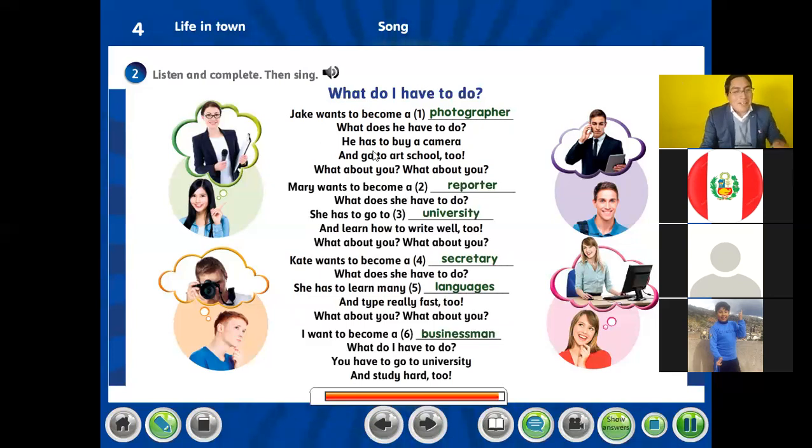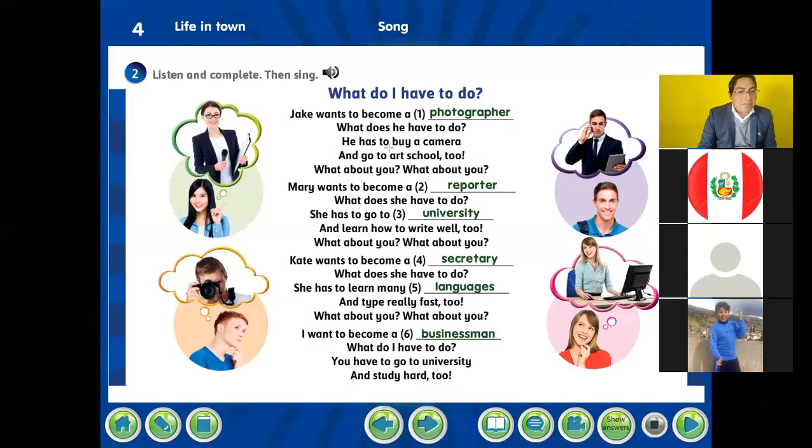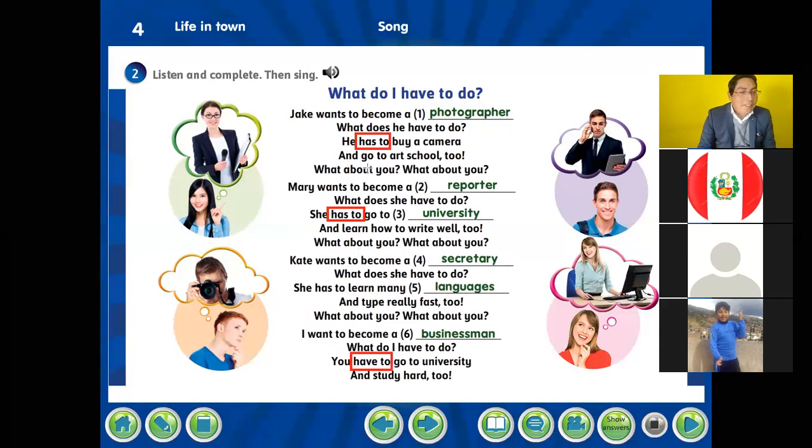Very good, my friends. Very good. One more time, okay? Let's listen and sing. Remember, these expressions, these words, mean obligation. Remember, they mean obligation: have to, has to.